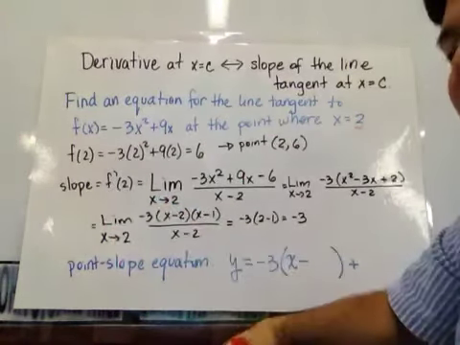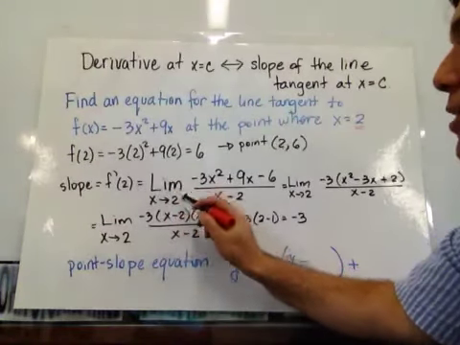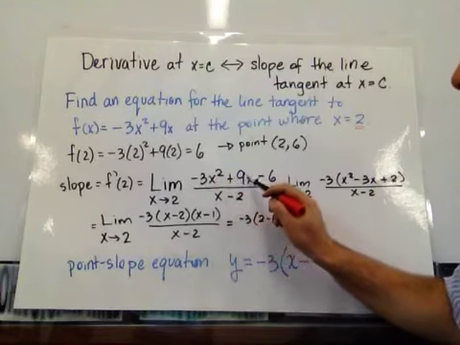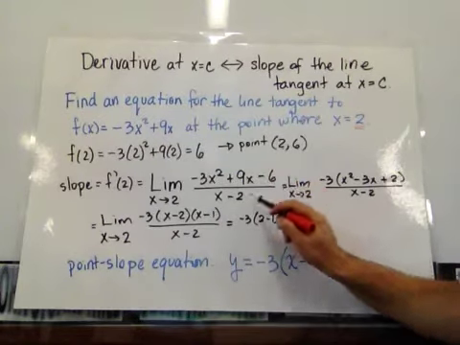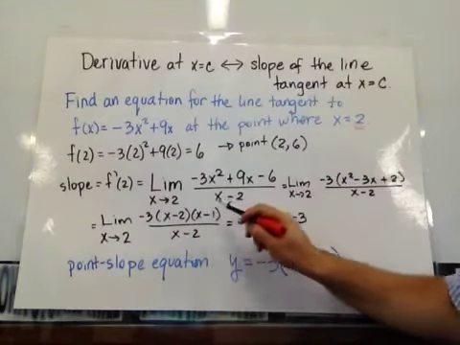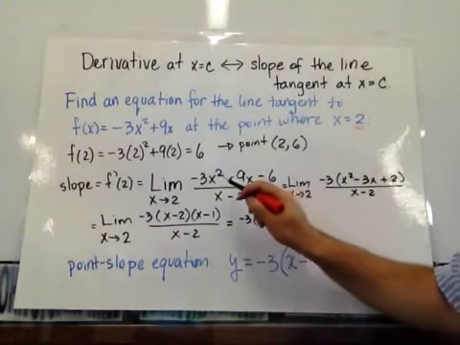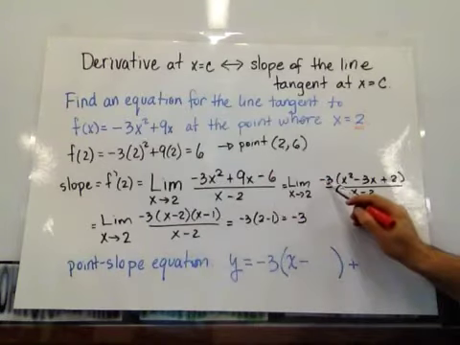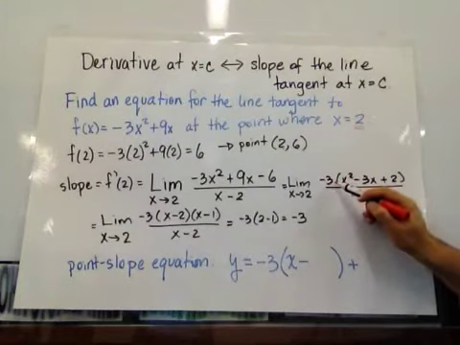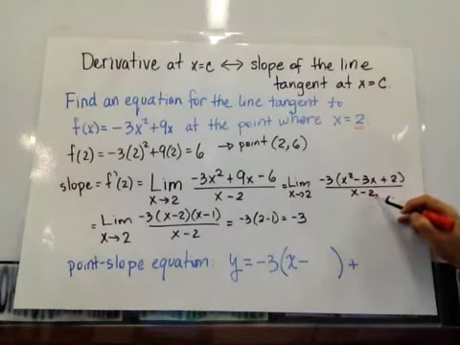Now the slope is the derivative, f prime of 2. That's the limit as x approaches 2 of the function, -3x squared plus 9x, minus the value 6, over x minus 2. Substituting here to find it directly, you'll get 0 over 0. So you work it. In this case, there's a common factor, 3. I take it out. That's -3 times the quantity x squared minus 3x plus 2, all over x minus 2.